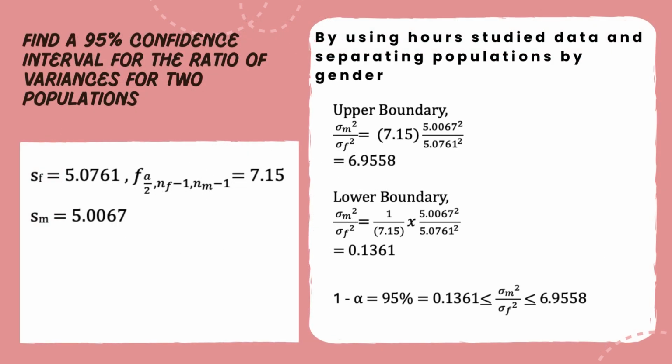Then to solve for the ratio, we need the sample standard deviation for female and the standard deviation for male, since we are using the data of our study and separating the population by gender. After obtaining the values using a calculator, we get that the upper boundary is 6.9558 and the lower boundary is 0.1361. So the interval lies between 0.1361 and 6.9558.